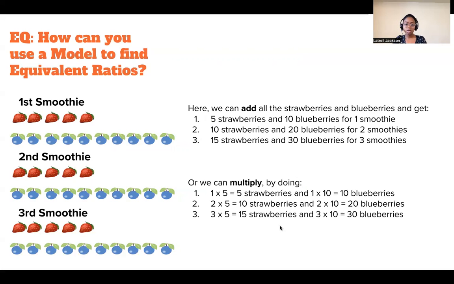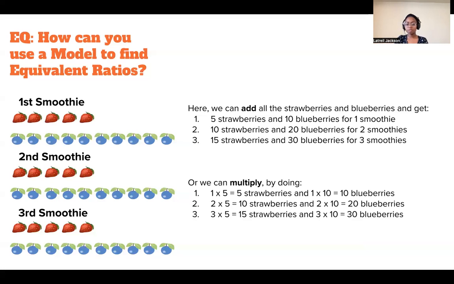Okay. Or we can multiply by doing 1 smoothie times 5 strawberries, and that gives us 5 strawberries. And 1 smoothie times 10 blueberries gives us 10 blueberries. So that's the 1 smoothie. For 2 smoothies, that's where we have the second line. We have 2 smoothies times 5 strawberries per smoothie. And that gives us 10 strawberries altogether. And then 2 smoothies times 10 blueberries per smoothie gives us 20 blueberries altogether for 2 smoothies.